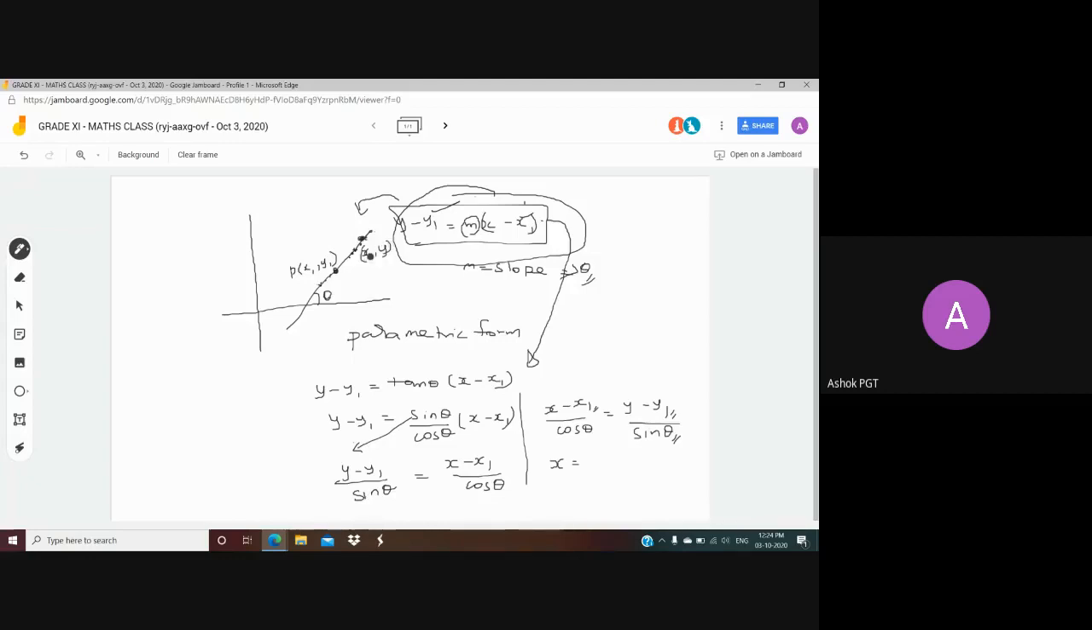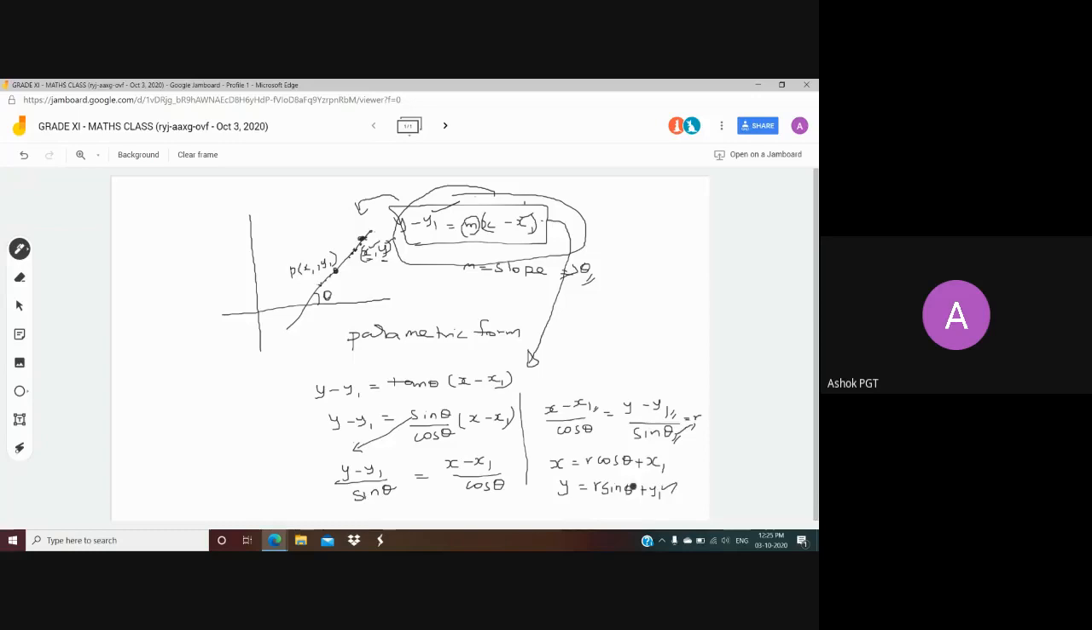X and y are variables, they can take any numerical value. So x and y may be x2 or y2, right? We can find any point on this. So if you want to know a general coordinate point, in case this fraction value is equal to r, we can say x is equal to r cos theta plus x1. I will tell you what is the meaning of r later. Okay, y can be written as, students, do you understand this? I am cross multiplying it, r sin theta plus y1.